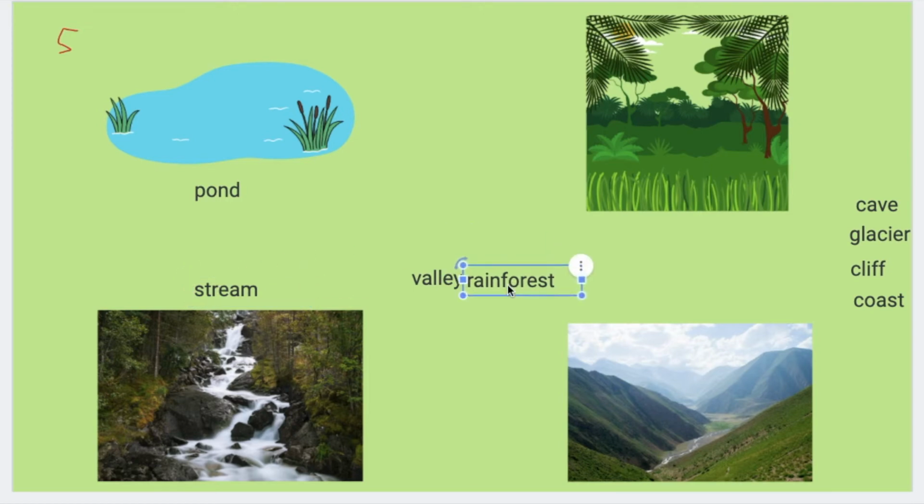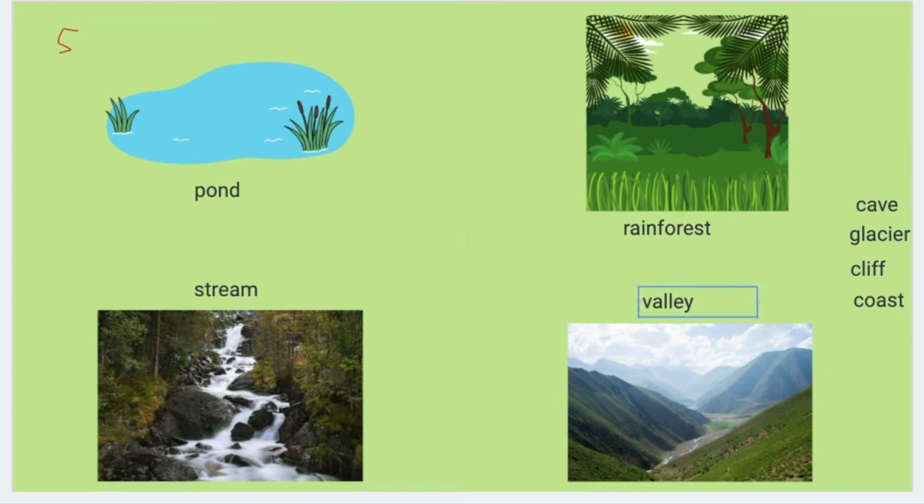Okay, let's take a look at these two. We have valley and also rainforest. Rainforest is a very thick jungle, a thick forest. It has a lot of habitats there. Valley is a place where we have mountains and also hills. Therefore, this belongs to rainforest. This picture belongs to the valley.